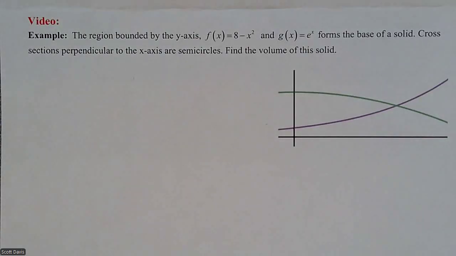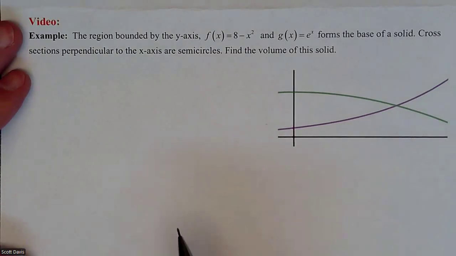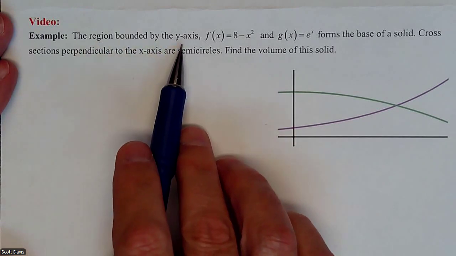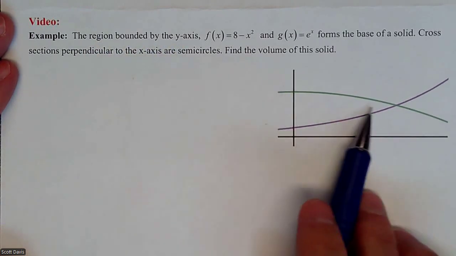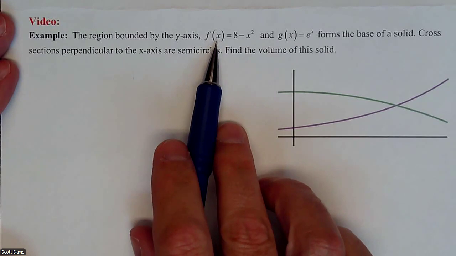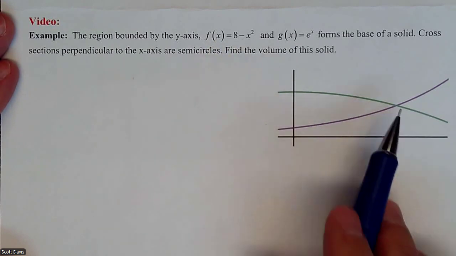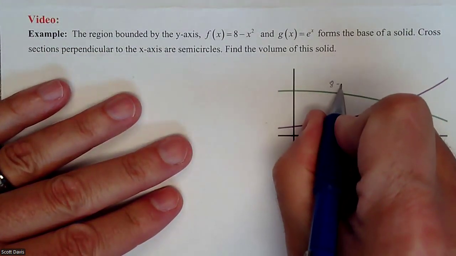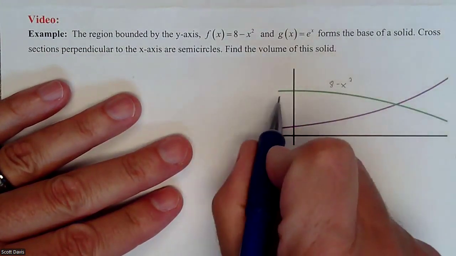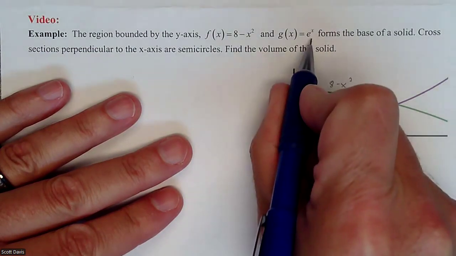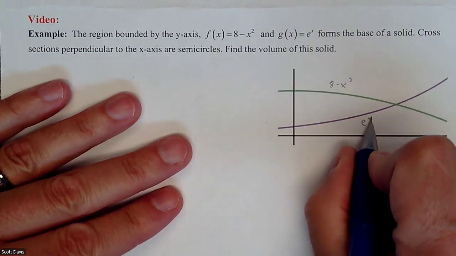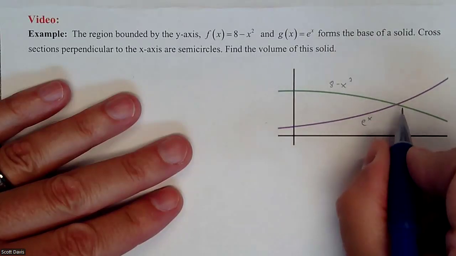In this example, we are going to be using integrals to find a volume. So here's our situation. We have the region bounded by the y-axis, and so it's cutting off these graphs. And then we're also bounded by this function, which is our quadratic on the top, 8 minus x squared. I know the quadratic is going down, and then we have an exponential, that's the purple one, that is going up. So there's our other bound on it.